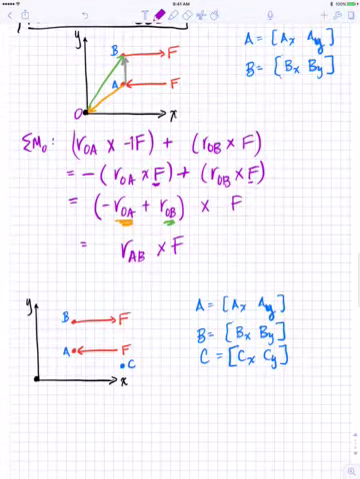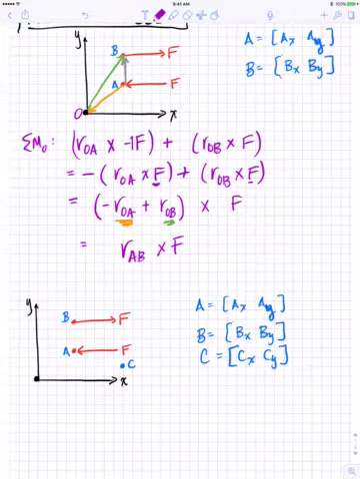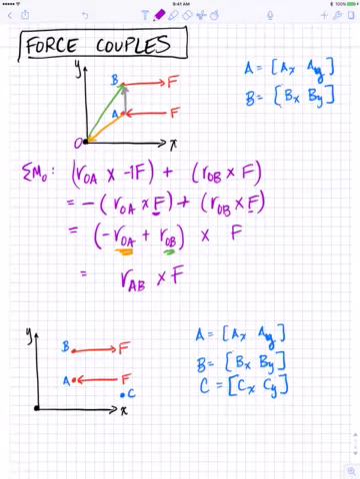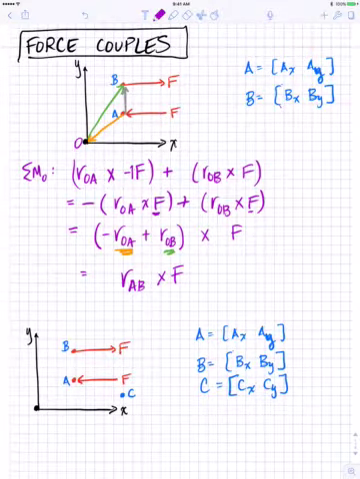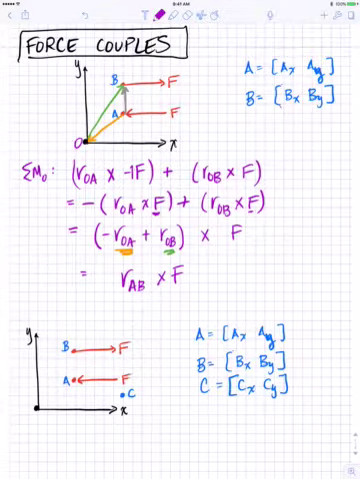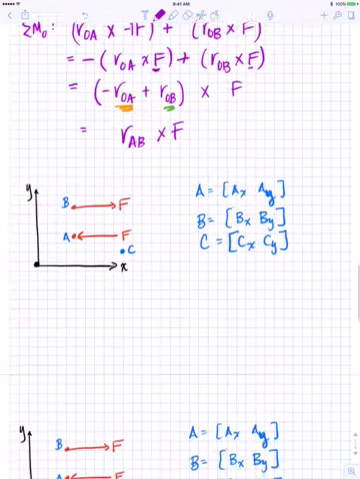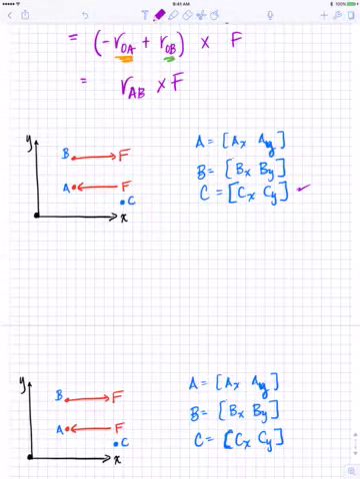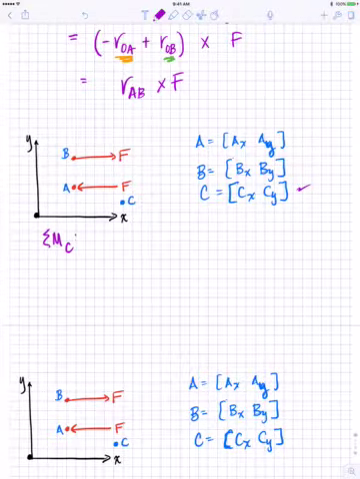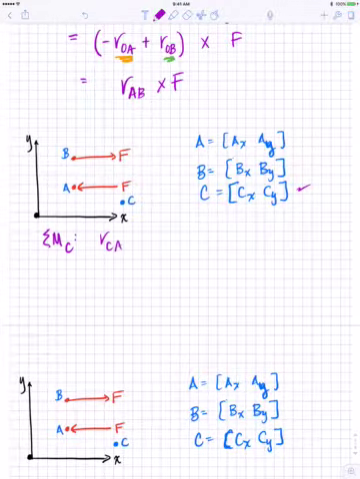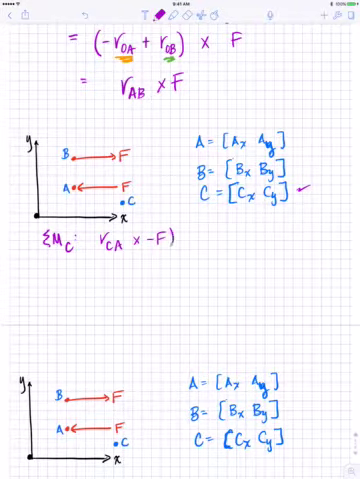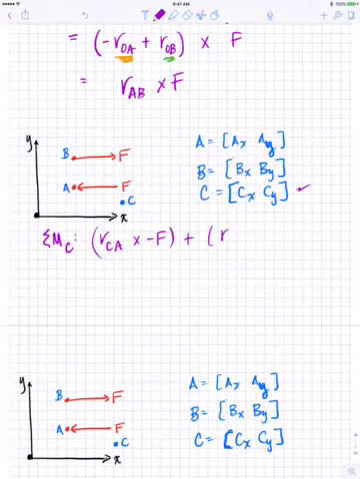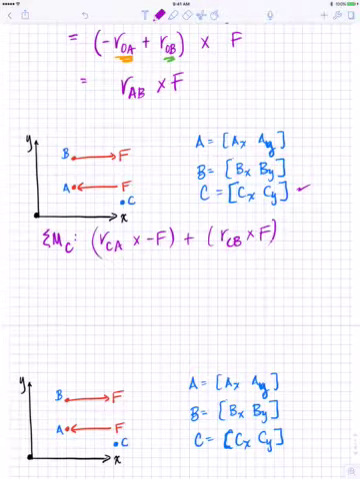So now the question is, doesn't it matter where we took this with respect to? In the case of couples, no. That's not the same as for just the moment about a point. In the case of force couples, it doesn't matter where we take the moment with respect to. Here, now I've drawn a point C and labeled its coordinates, and we can do the sum of moments with respect to C. This, of course, is the vector from C to A crossed with minus F plus the vector from C to B cross F.